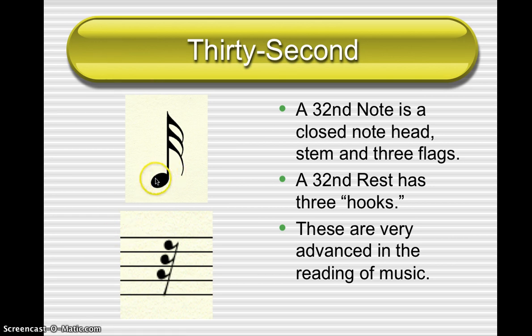A 32nd note is that colored in note head, a closed note head, the stem, and this has three flags on it. And that's how you can tell it, because it has three flags. That makes it a 32nd note. Down here, the 32nd rest has three hooks on it. Three stripes, three flags, 32nd note, three hooks, 32nd rests. And I even say here, these are very advanced in the reading of music. If you're looking at 32nd notes, congratulations, you're reading music at a high level, and that should be exciting.